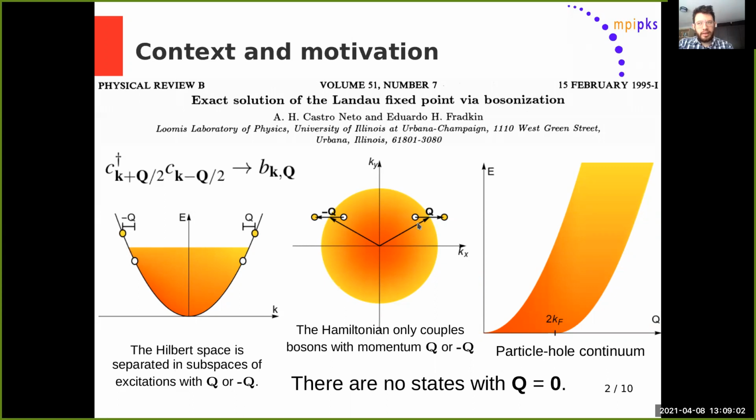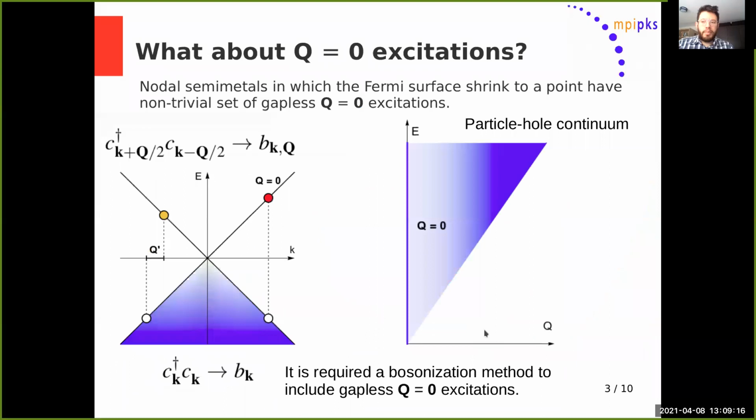But when you create an excitation, it's impossible to create those with Q equals zero, with zero momentum. As we can check here in the particle-hole continuum, there are no states here with Q equals zero. But what about Dirac Fermion systems? In this case, we have not only Q different to zero excitations, but also Q equals zero excitations. And actually, these excitations are the most common ones in this system. So the majority of these states lie, in this case, at Q equals zero.